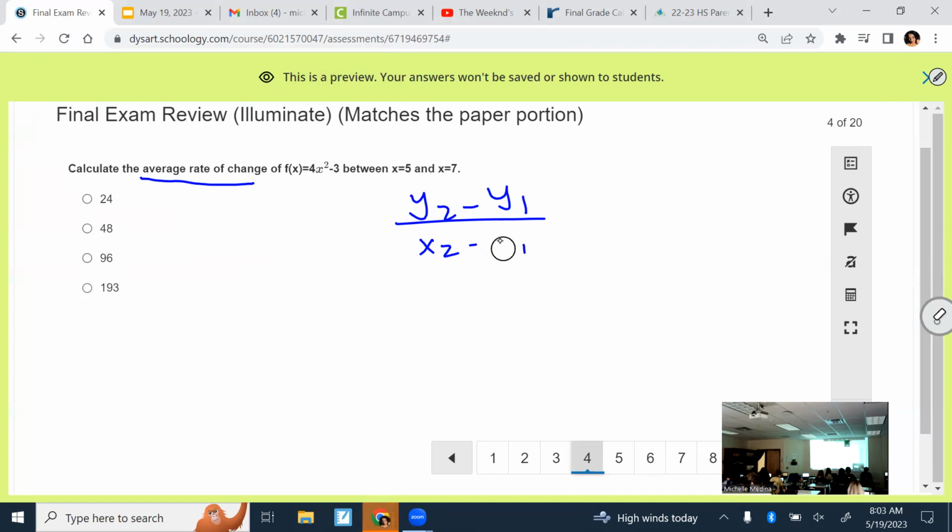So this would be a good formula to have on your note card. You can use that to calculate average rate of change for more than just linear functions. You just need essentially 2 coordinates. Now, we don't have 2 coordinates here, but we do have 2 x's. One of them is 5, the other one is 7. And we can figure out the y. Do you guys know how to figure out the y?